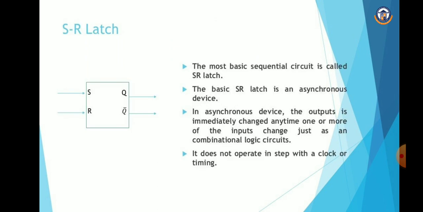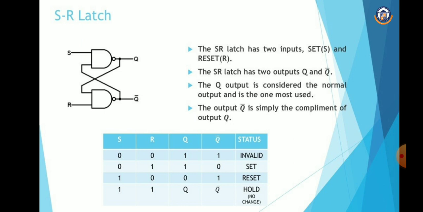So this is the latch, and we have S and R and Q bar. S and R are the inputs, and Q and Q bar are the outputs. This basic SR latch is an asynchronous device. In this asynchronous device, the output is immediately changed anytime one or more of the inputs change, just like a combinational logic circuit. So it does not operate in step with the clock or timing.